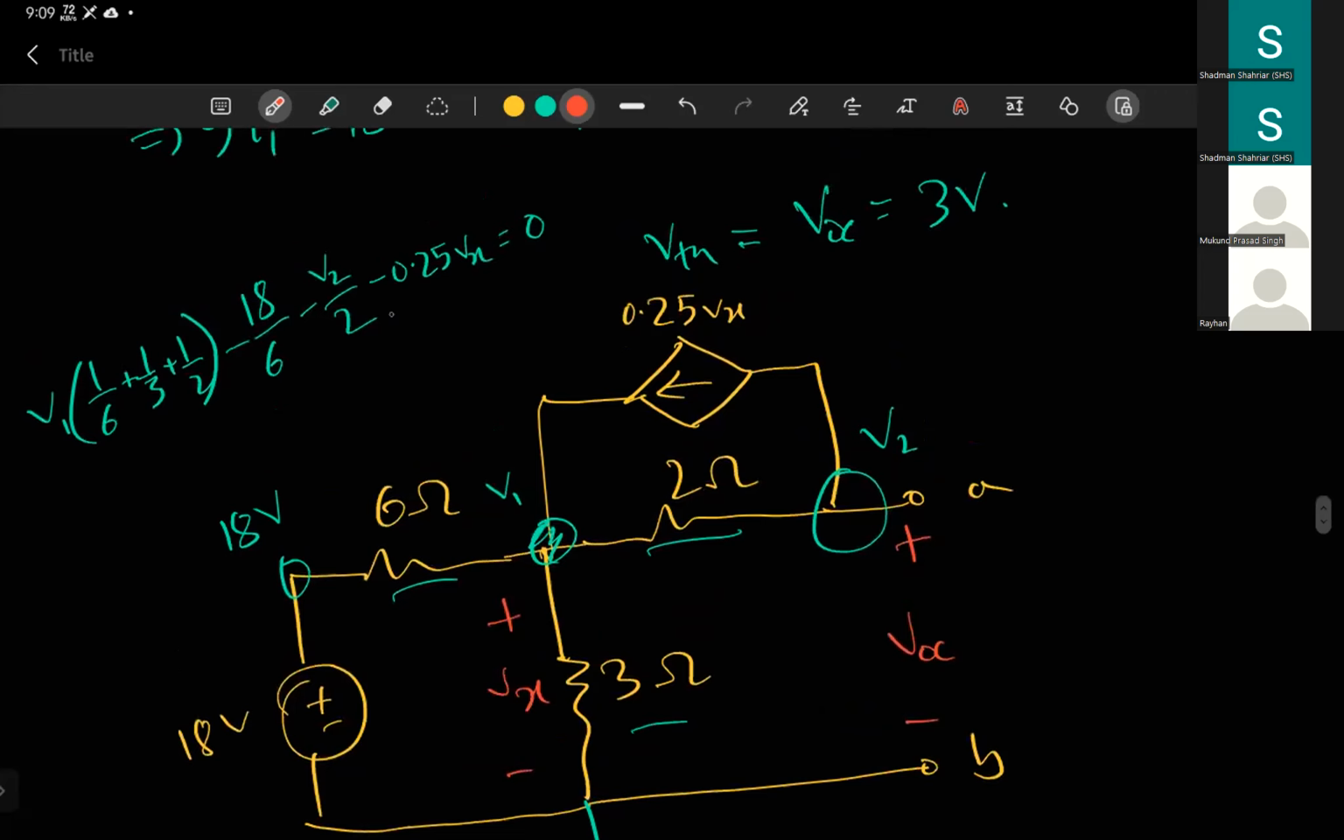So this is one equation, and for the other equation, V2, we have only one resistor connected to V2, so V2 minus whatever voltage is on V1, and we have this current source again, right? So that is plus 0.25 equals 0. Since the current is exiting from node 2, we write the positive 2.25 Vx.